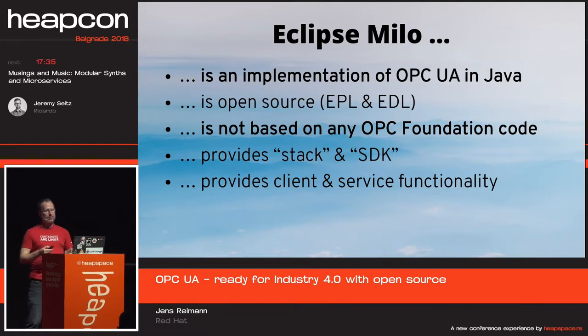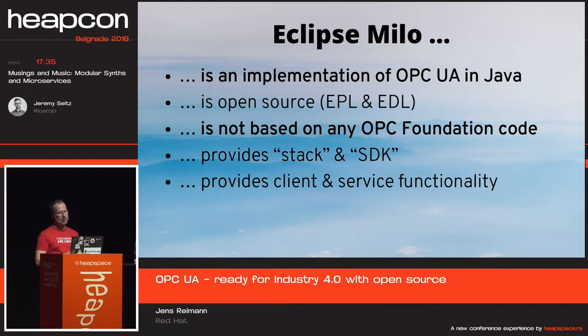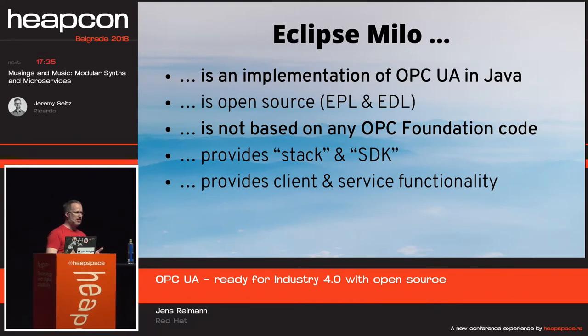So again, Milo is an implementation of OPC UA in Java. It is open source, which is important if you want to integrate that into your application, or build something based on top of that. And it's not based on any OPC Foundation code. So there is an OPC Foundation. It provides the specifications and it provides some code. But Eclipse Milo is not based on top of that. For some people, it's important that it is not. For others, it's like the question, why not? Why don't you reuse that? There are different aspects to that.